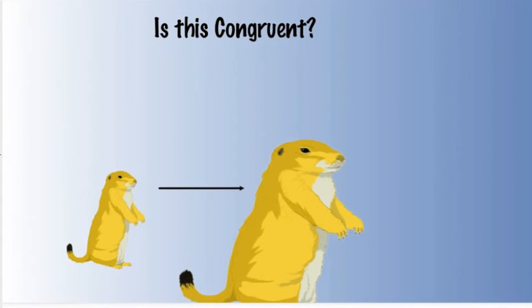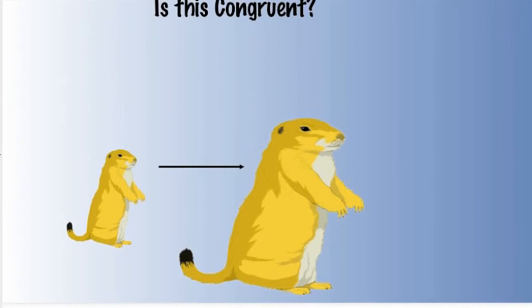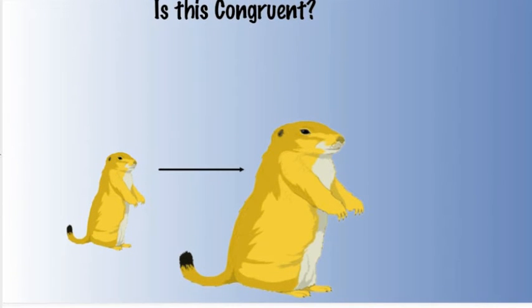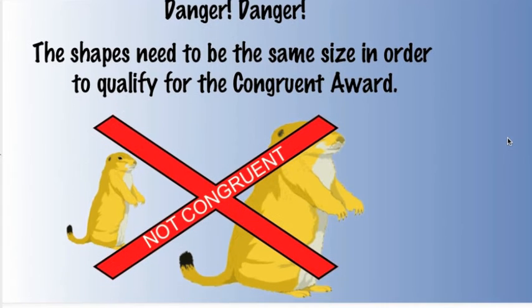Now I have a question for you. If Pete starts in this position and then goes to this final bigger position, is he congruent? Is this a pair of congruent Pete the Prairie Dogs? No, danger, danger, danger. Remember, if it's congruent, the shapes need to be the same size in order to qualify for that congruency award. So going from smaller to bigger or bigger to smaller does not mean it's congruent.